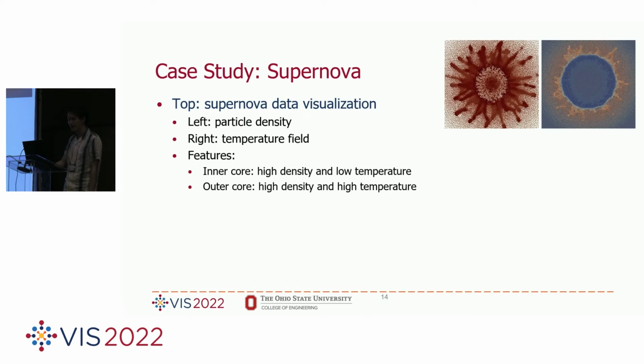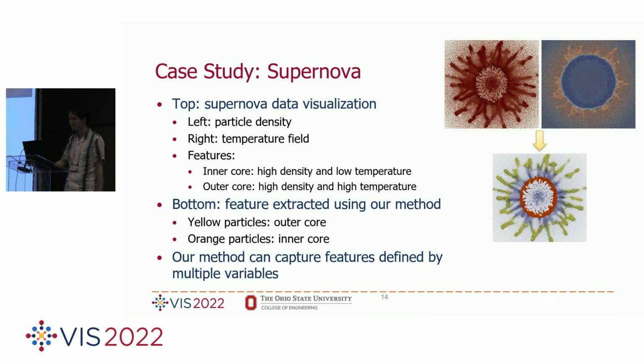We further investigate this case study. According to the domain scientists, the supernova core structure can be separated into the inner core and outer core. The top left figure shows the particle density, and the top right figure shows the particles colored by their temperature. We can see that the inner core corresponds to regions of high density and low temperature, while the outer core is related to high density and high temperature. In the bottom, the figures show our method can separate the inner and outer cores, indicating our approach can capture features defined by multiple variables.